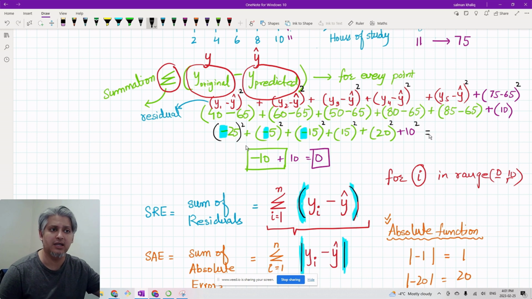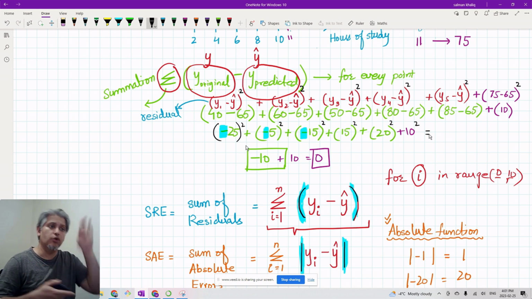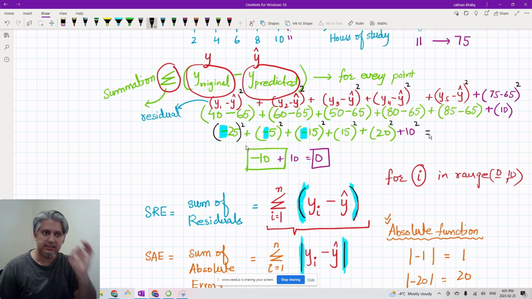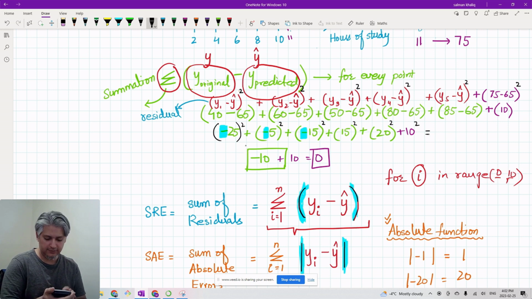I don't care about that. I'm calculating the error. The thing is, I'm just ignoring the sign. I need to ignore the sign. Ignoring the sign is the important thing here. So if I add the error, 25 squared plus 5 squared plus 15 squared plus 15 squared plus 20 squared plus 10 squared. If I add all these numbers, I will get an error of about 1600.